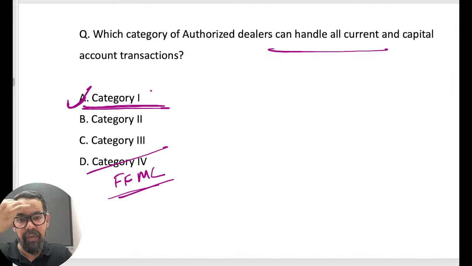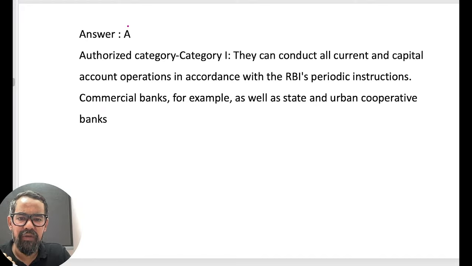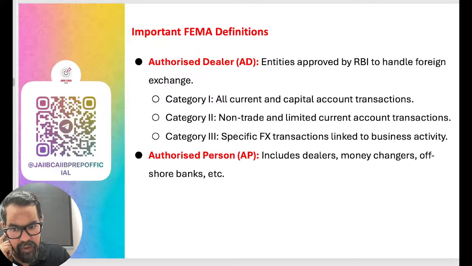ठीक है. So category 1 includes normal banks, commercial banks and all, excluding RRBs. Category 2 is RRBs and other cooperative banks which are not part of category 1. Category 3 is DFIs. ठीक है. DFIs like Exim, SIDBI and others generally come under this one. ठीक है. FFMCs, these are generally for the normal money changers and all, right?